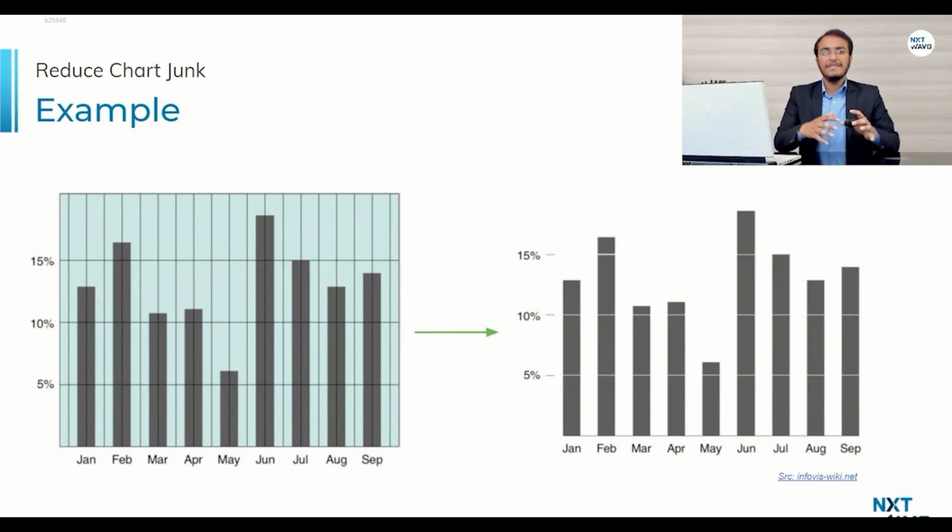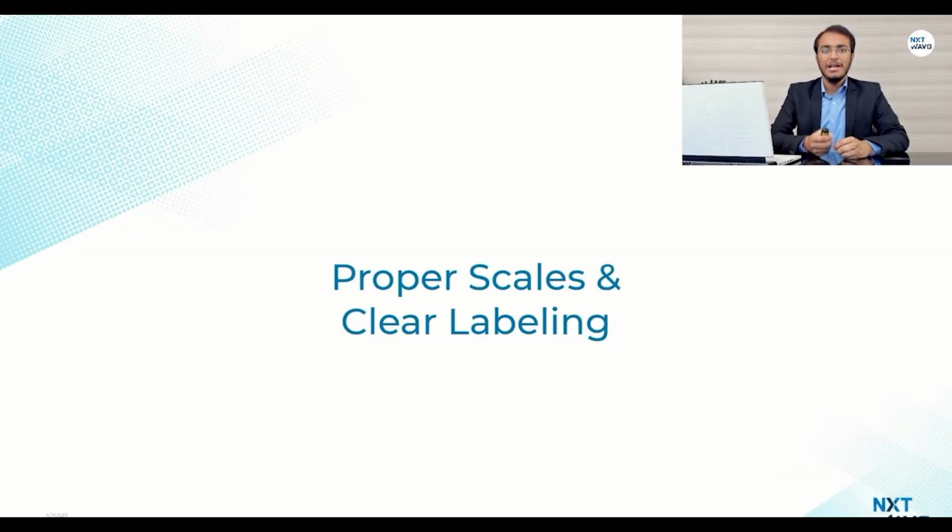Now this is the third principle, which is reducing the chart junk, and we have seen a few good examples of that too. Now going to the fourth principle, which is using proper scales and clear labeling. This also is very important, and sometimes not using proper scales and labeling might lead to the lie factor in the data.